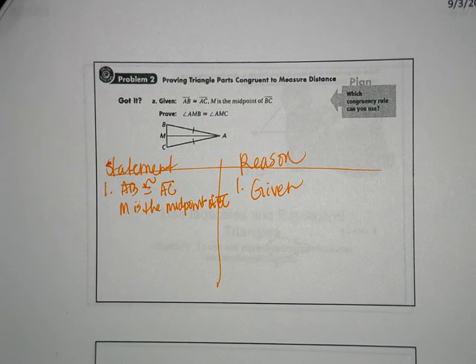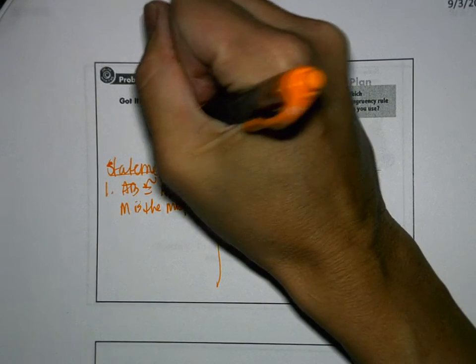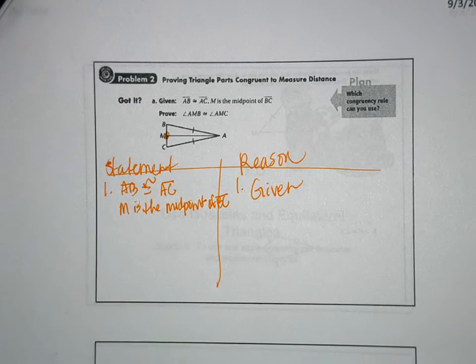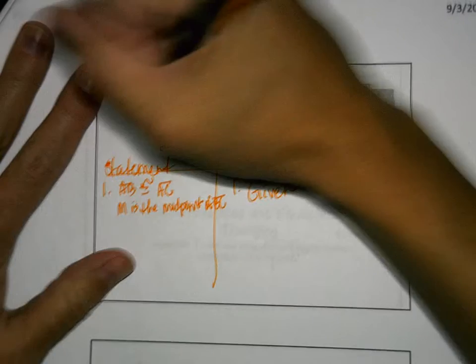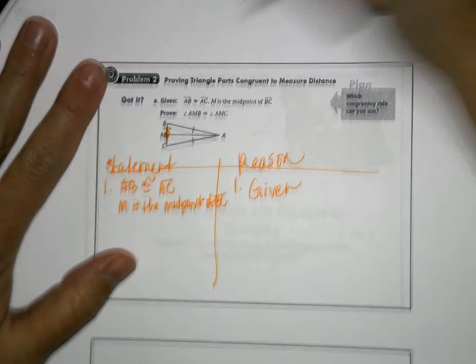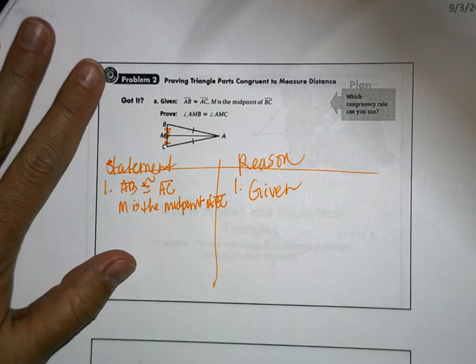Okay. So what does it mean when something's the midpoint? It bisects it, it cuts it in half or into equal parts. So here is M, it's the midpoint of BC. So what kind of markings could I put on here? We're gonna do two lines right here between B and M and two lines between M and C.